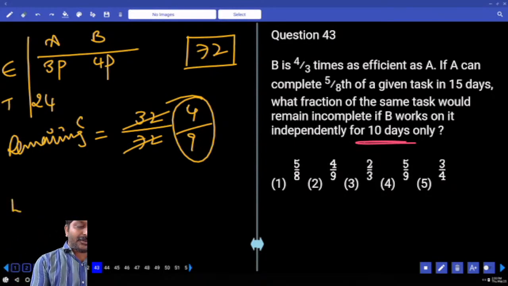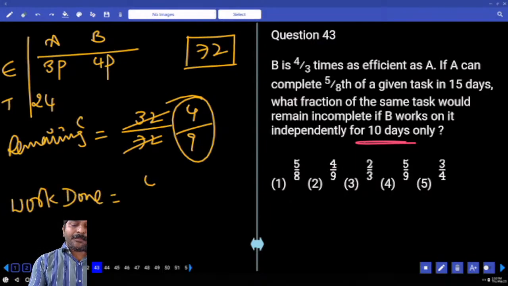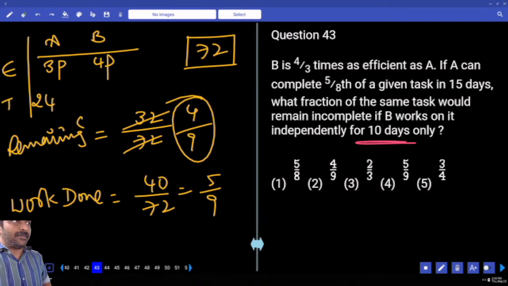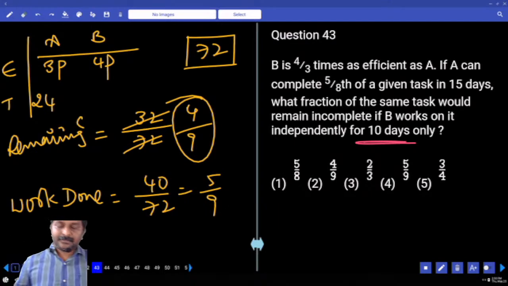The question is about work done. B completed 40 units out of 72. We would write it as 5 by 9. The question is about remaining work, which is 4 by 9.